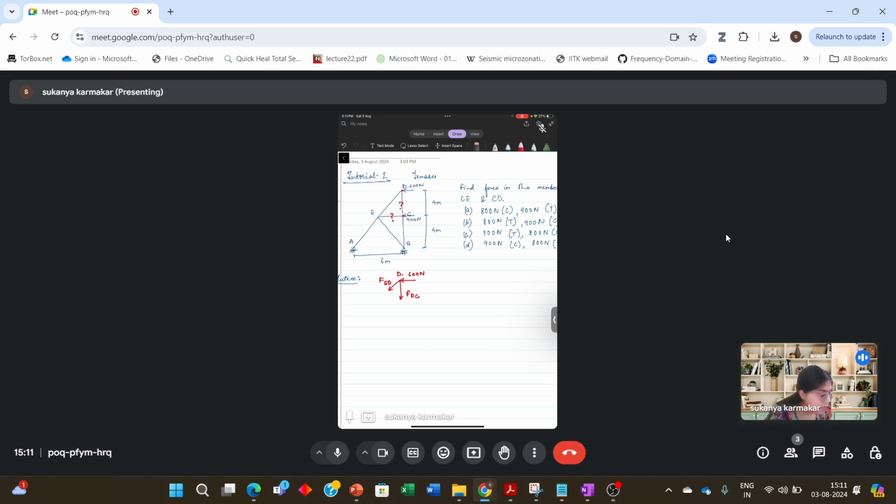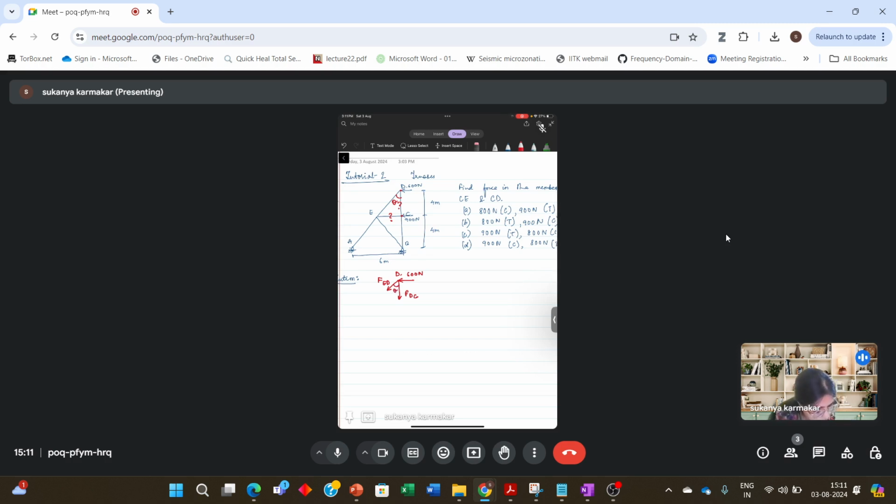So here you have two unknowns, that is force in the member ED and the force in the member DC. Two unknowns, and you have two equations of equilibrium, so you can solve it, right? And here one thing which you will need is this theta, right?